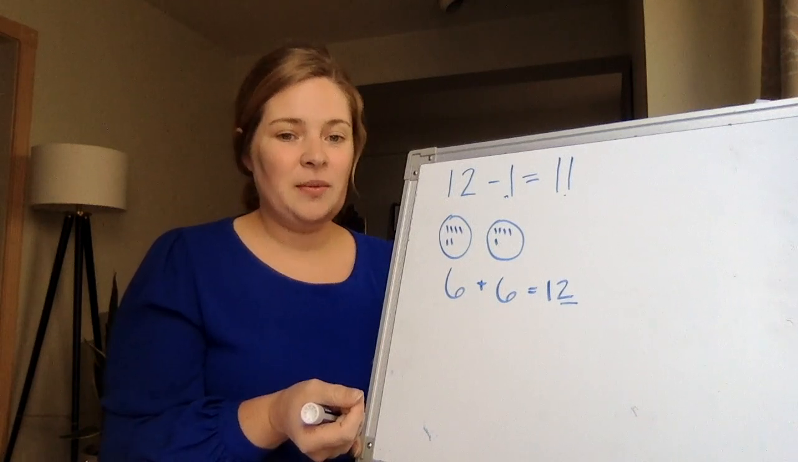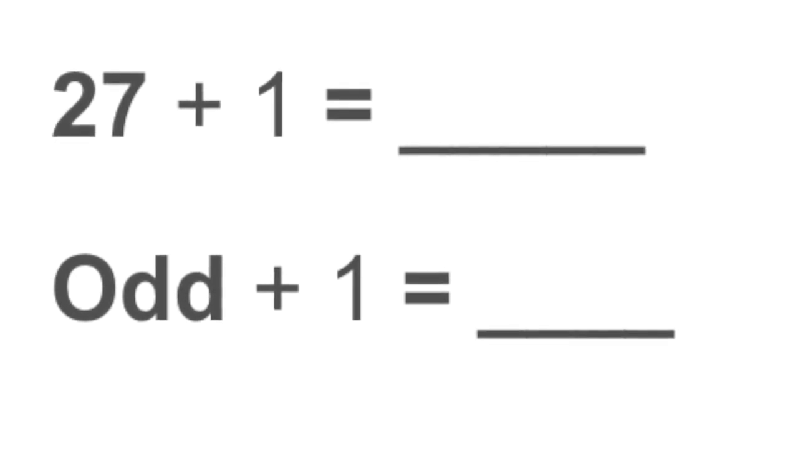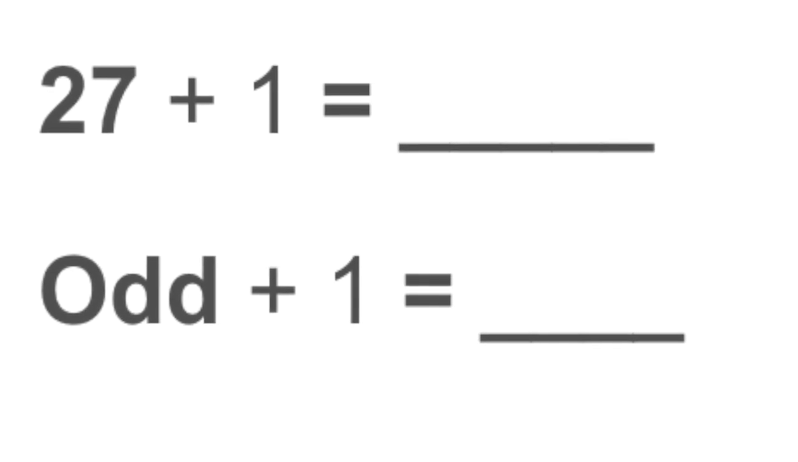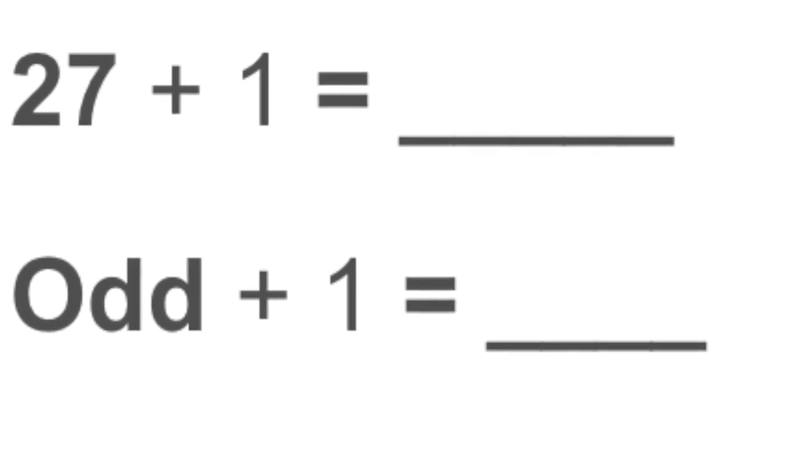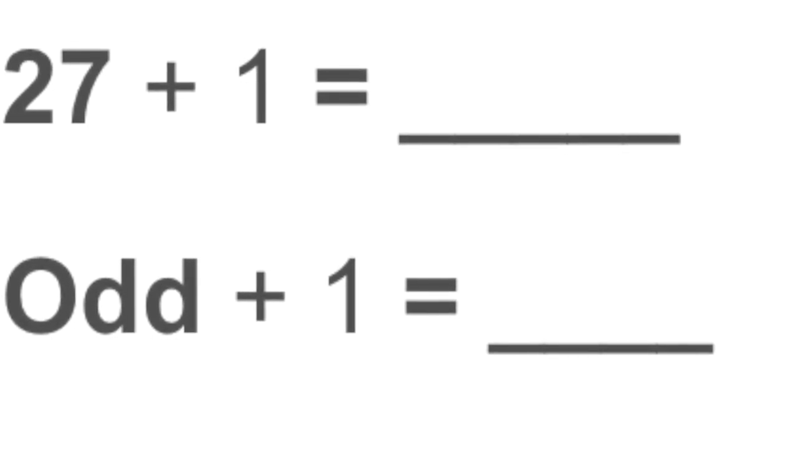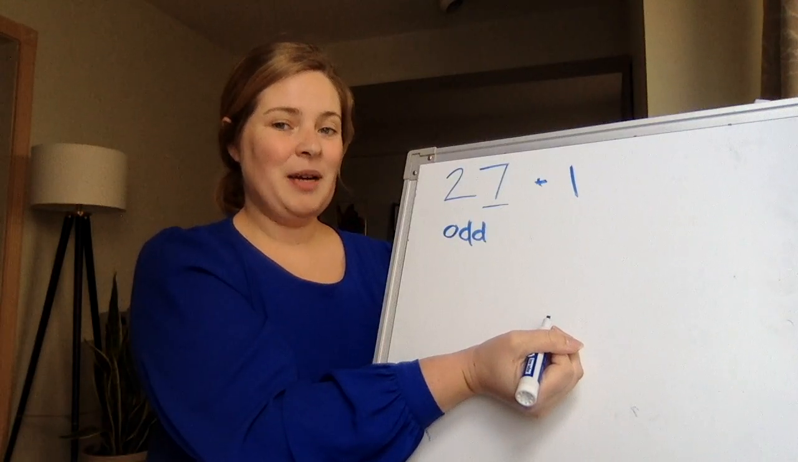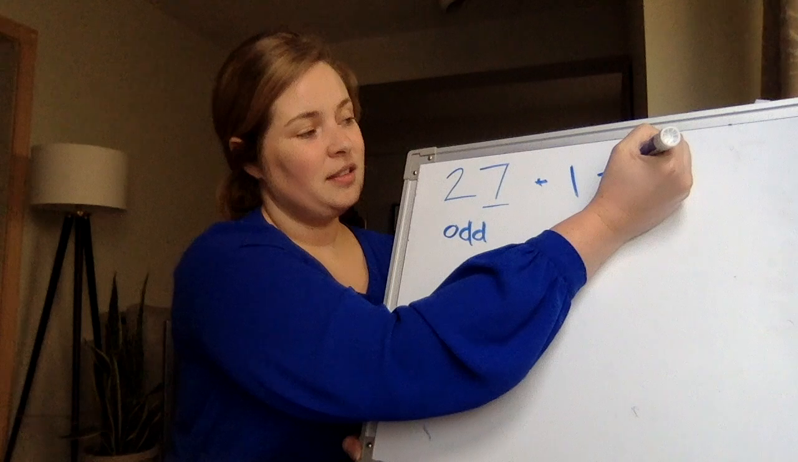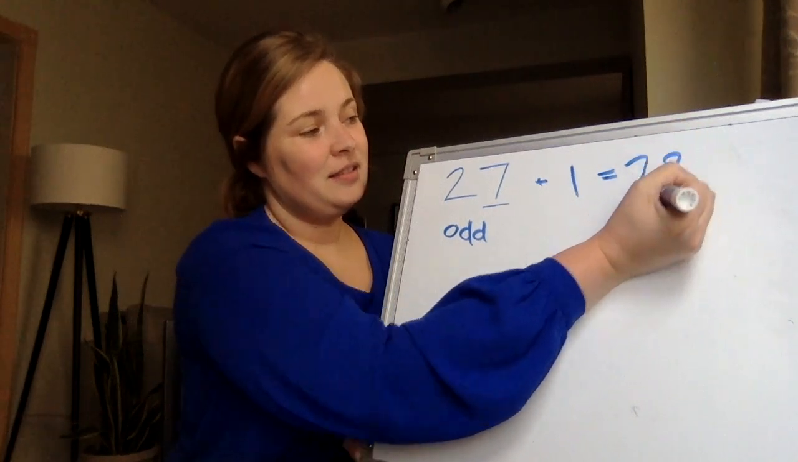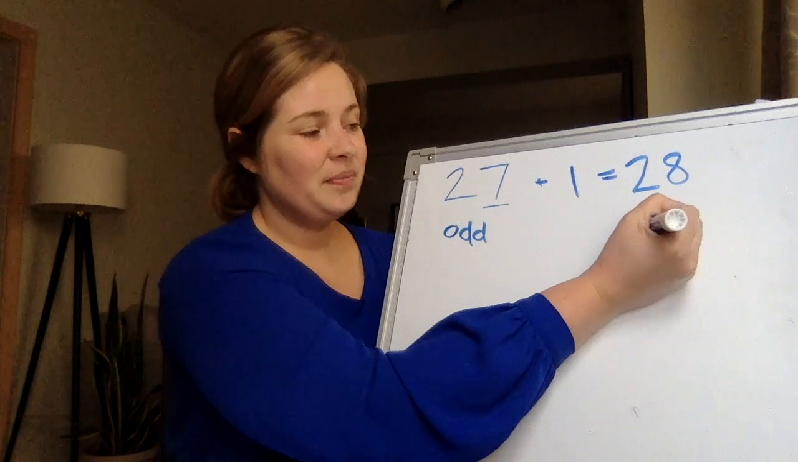I want you to try the next one on your own. 27 is an odd number. Since 27 is odd, we will add 1. Will we get an even or an odd number in response? 27 plus 1 equals 28. Is 28 even or odd? 28 is even.